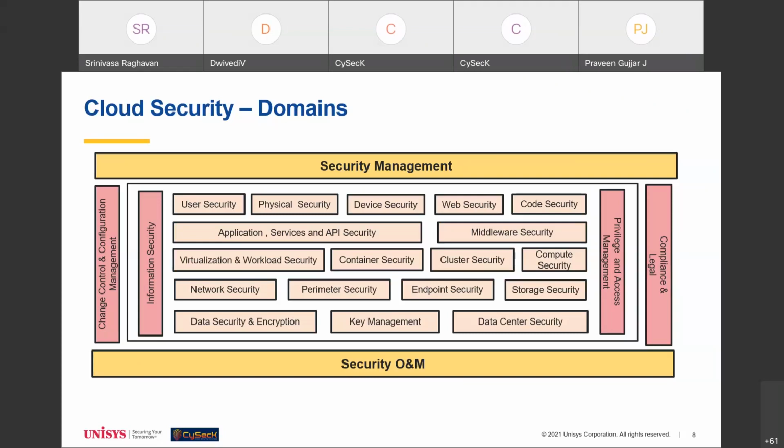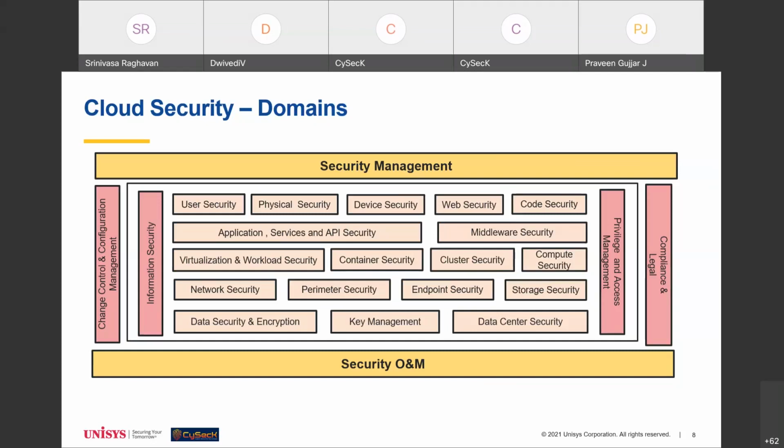You have user security, with all your user credentials and identities. Then you have physical security, which is nothing but protecting your physical infrastructure. Then you have device security, and of course your web browser; all these come under web security. And of course, your code security. All these building blocks, various pieces of security, are part of cloud security. Whenever a solution is being planned for cloud security, all these will be taken care of. You have applications and services and API security, middleware security, virtualization workload, container security, cluster, networks, and of course perimeter.